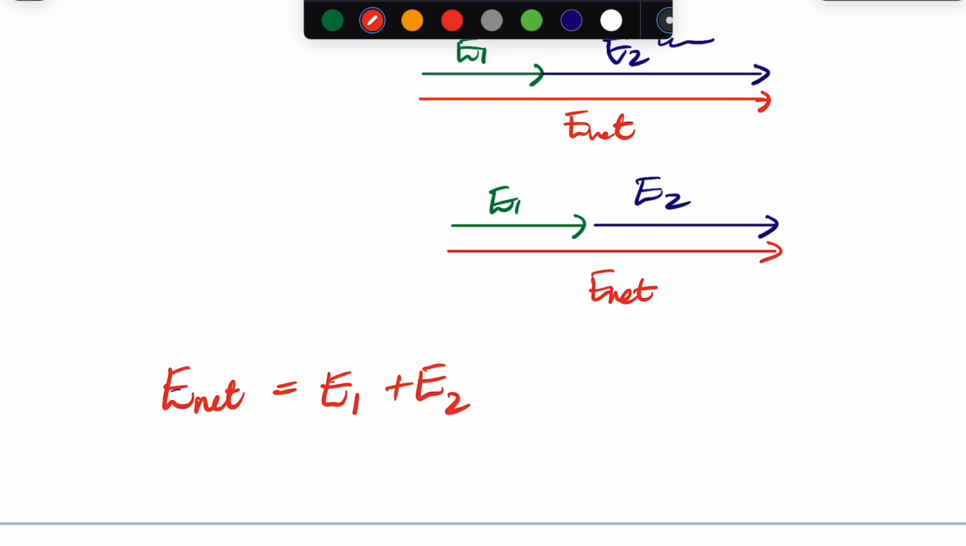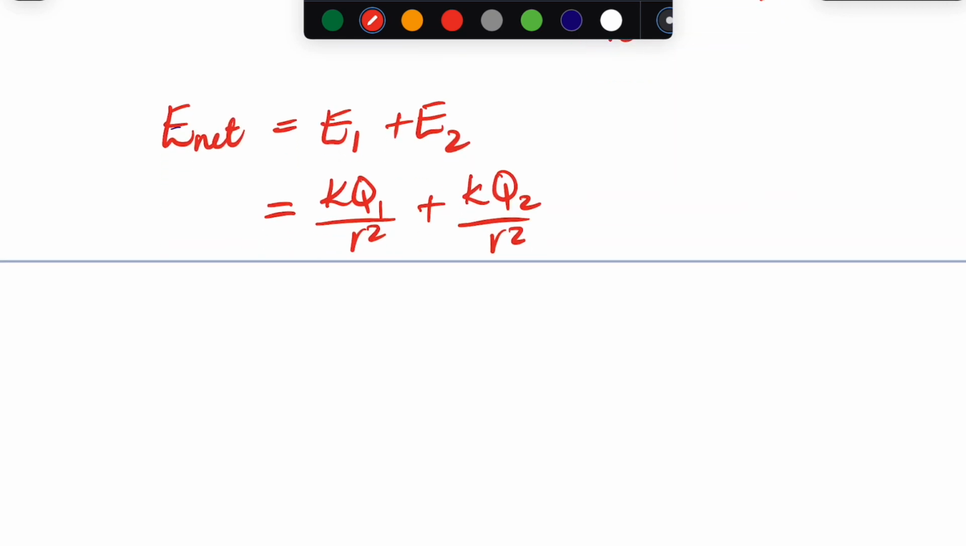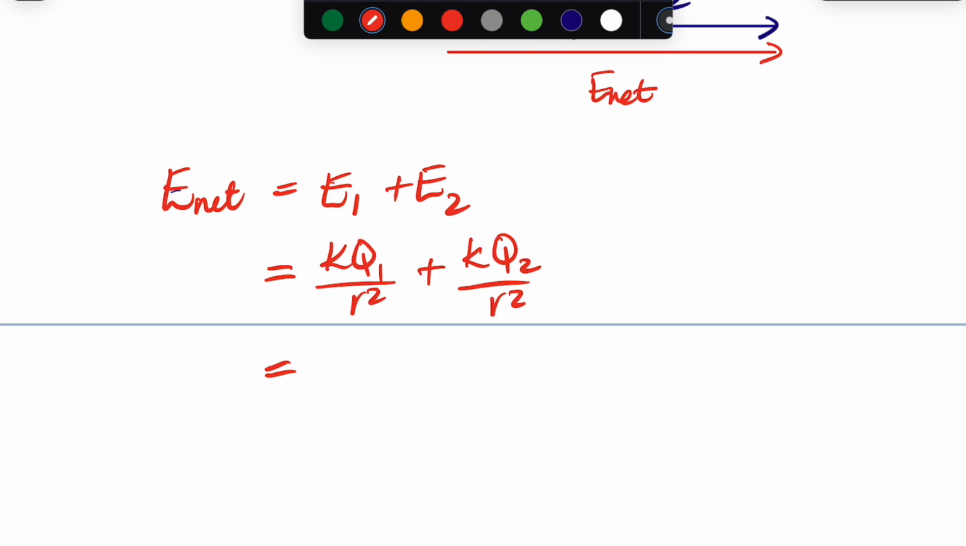They're going in the same direction to the right, so it's going to be positive there. Then it's going to be kQ1 divided by r squared plus kQ2 divided by r squared. Now we're substituting, and we were told the E net is 1300 to the right, so it's going to be positive. You don't have to put the positive there.